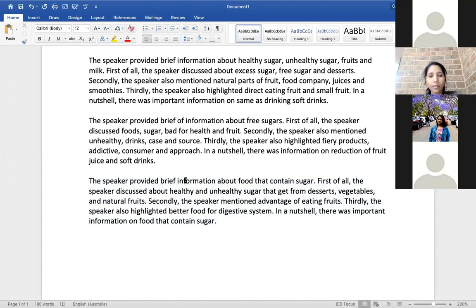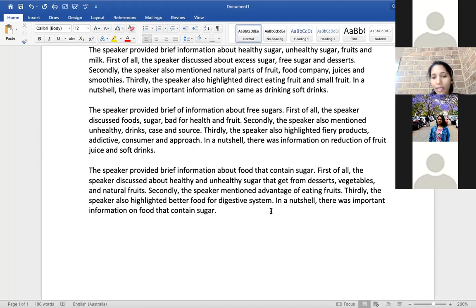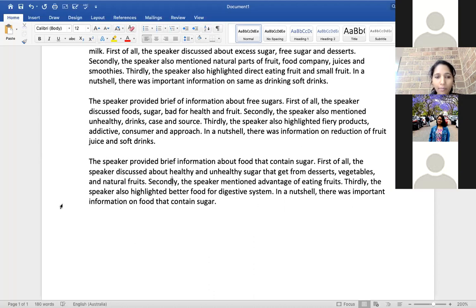59 words. The speaker provided brief information about food that contained sugar. First of all, the speaker discussed healthy and unhealthy sugar that we get from desserts, vegetables, and natural fruits. Secondly, the speaker mentioned the advantage of eating fruits. Thirdly, the speaker also highlighted better food for the digestive system. In a nutshell, there was important information on food that contained sugar.